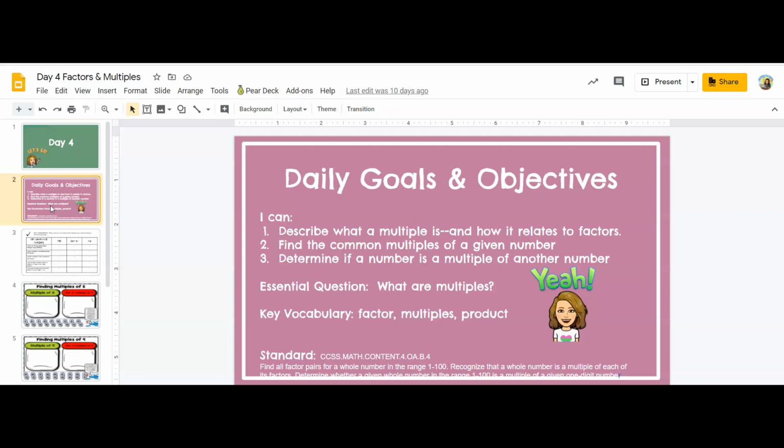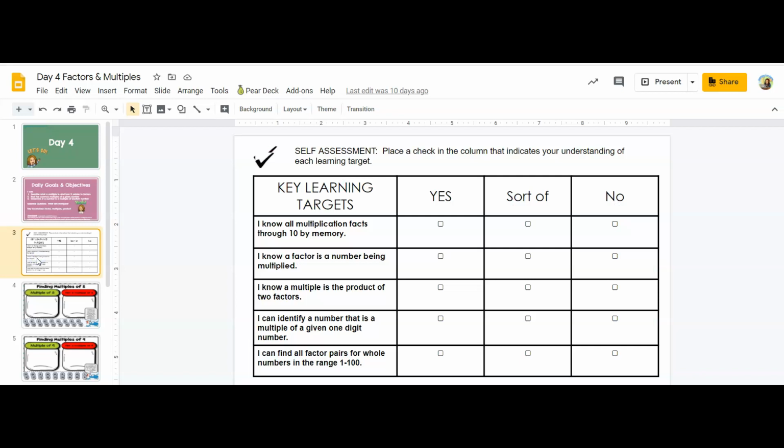I can describe what a multiple is and how it relates to factors, find the common multiples of a given number, and determine if a number is a multiple of another number. Our essential question is, what are multiples? Please take a minute and take the check mark and move it to where you are at on these key learning targets. Hopefully you're starting to get more in this yes column.